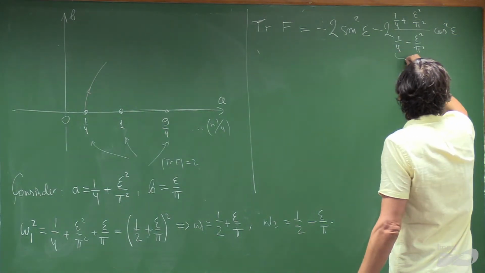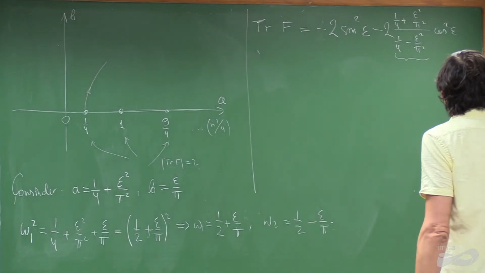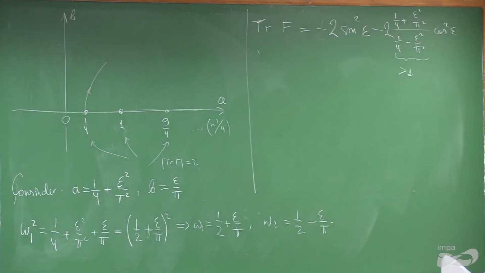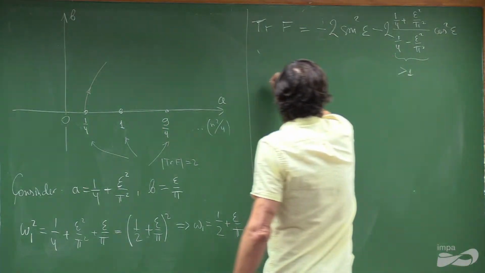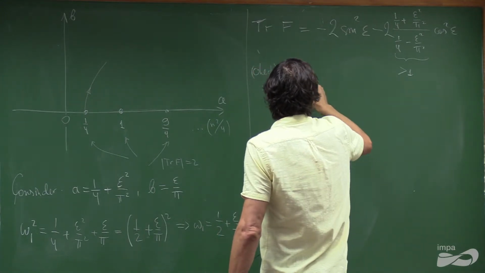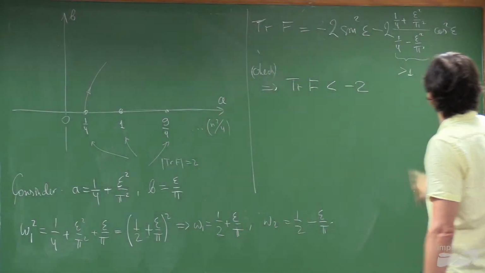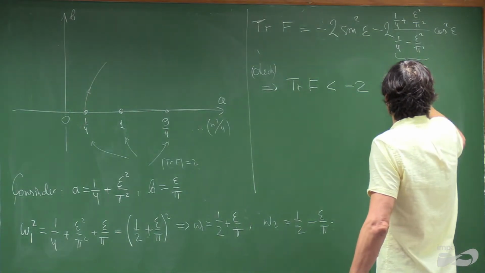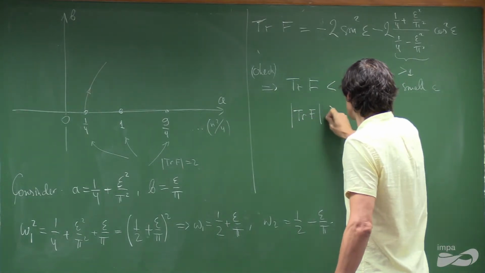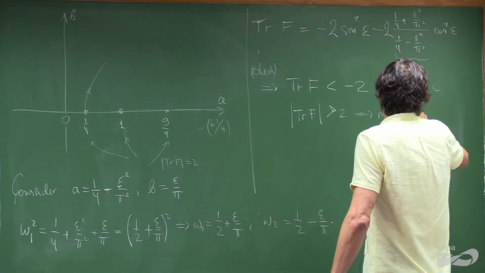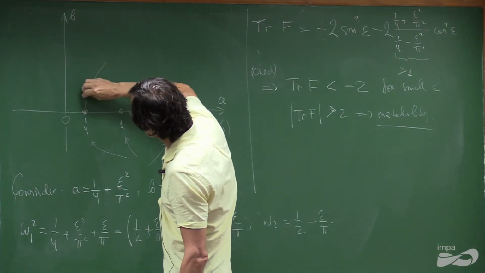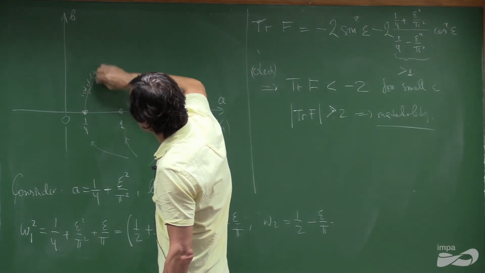You can see that this term is positive and bigger than 1, because the numerator is bigger than the denominator. So what you can see is that the trace of F will be smaller than minus 2 for small epsilon, which means that the modulus is bigger than 2, which means instability. Essentially what we proved is that when we go from the resonance point up, the system will be unstable.